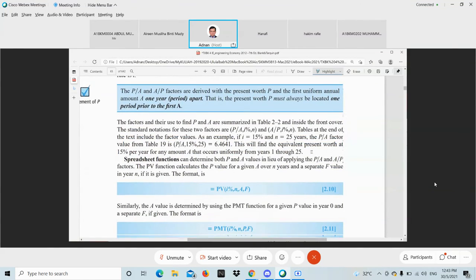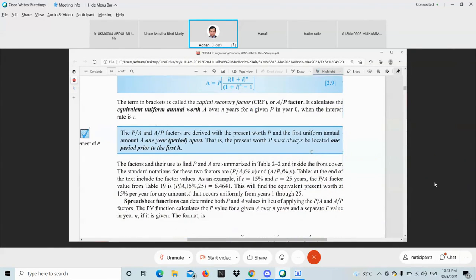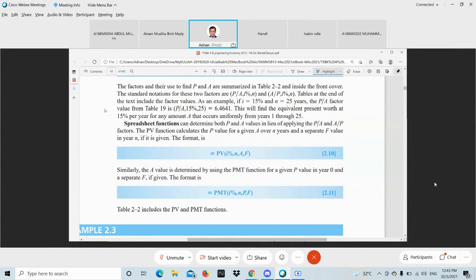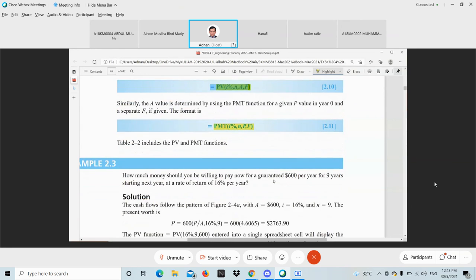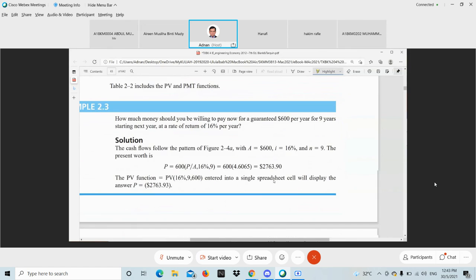So let's see, if we want to use Excel, this is a spreadsheet function. You go to Excel and find the financial function. This is the Excel formula. Especially if you do group projects, you can use Excel, because calculating manually may take longer. But make sure you understand before you use Excel. Look at the example.